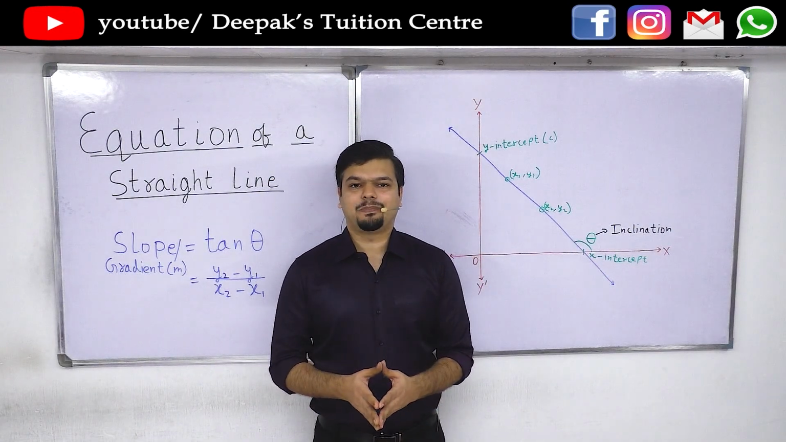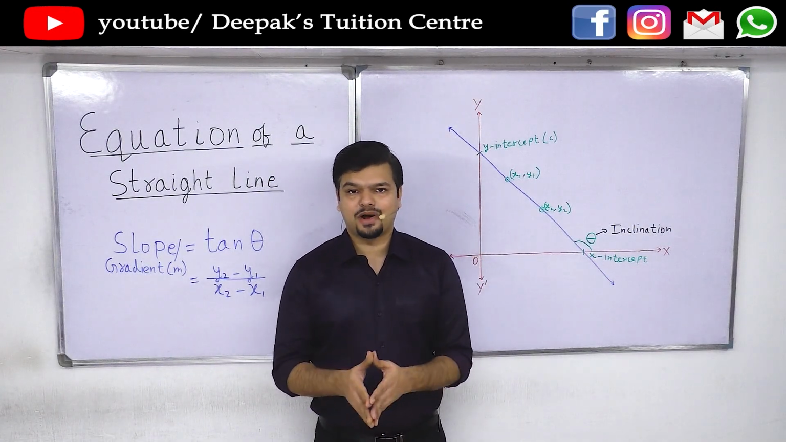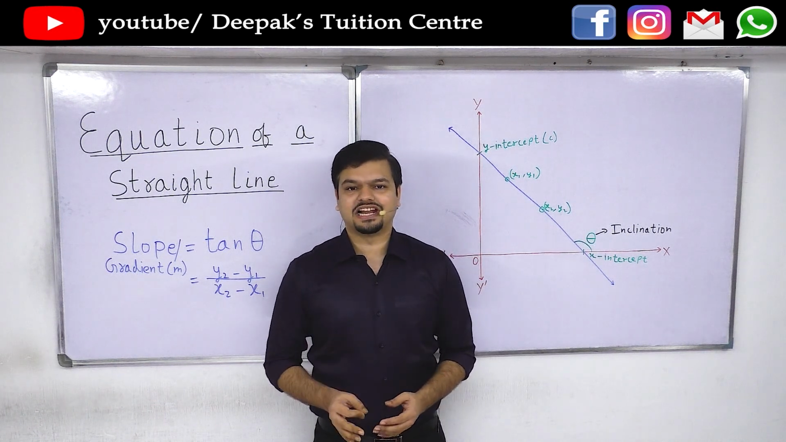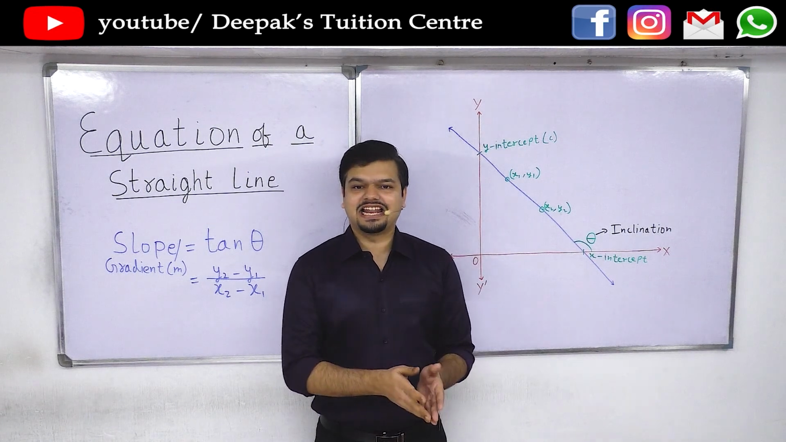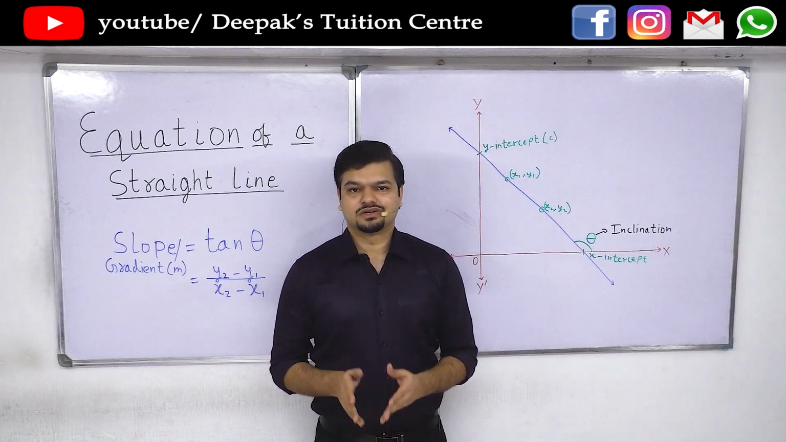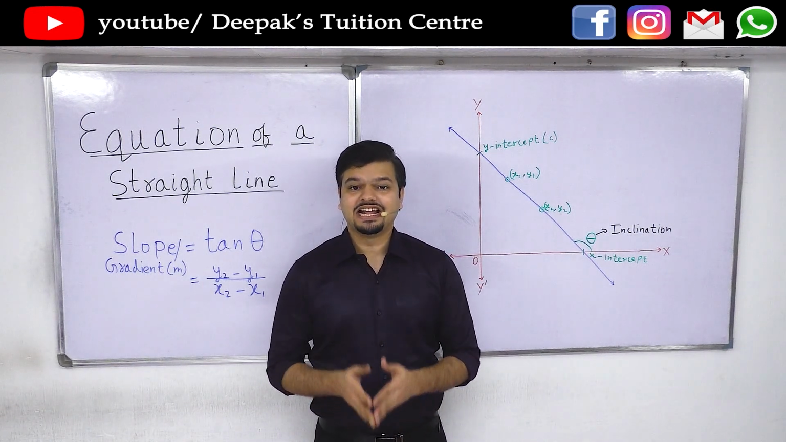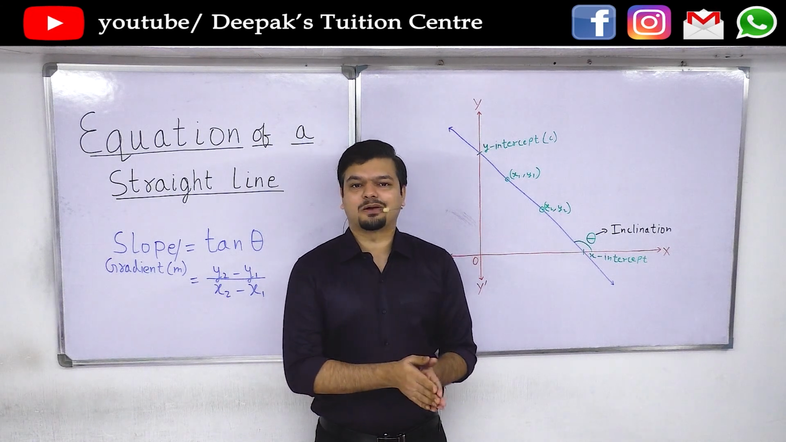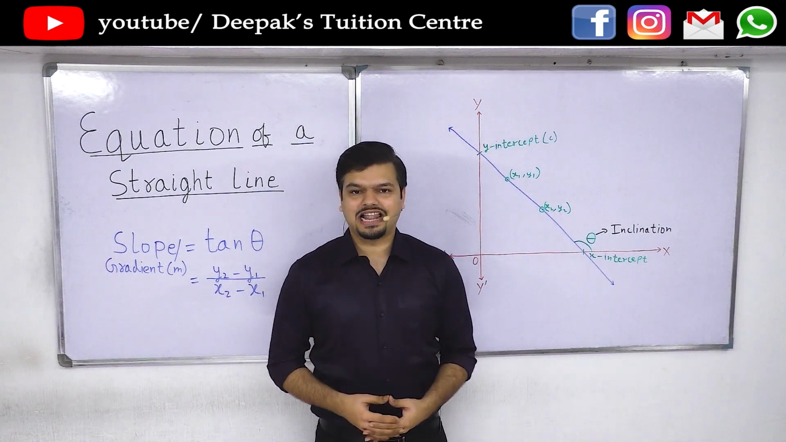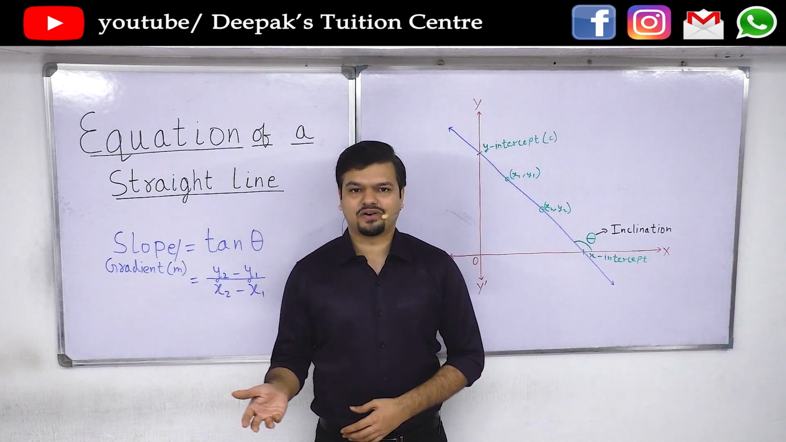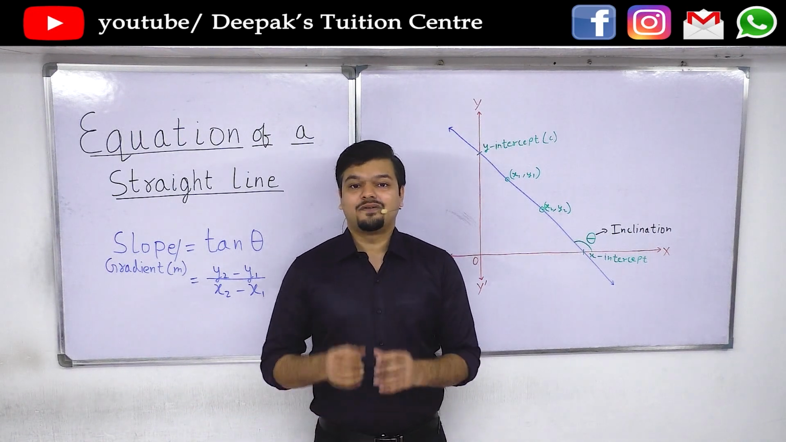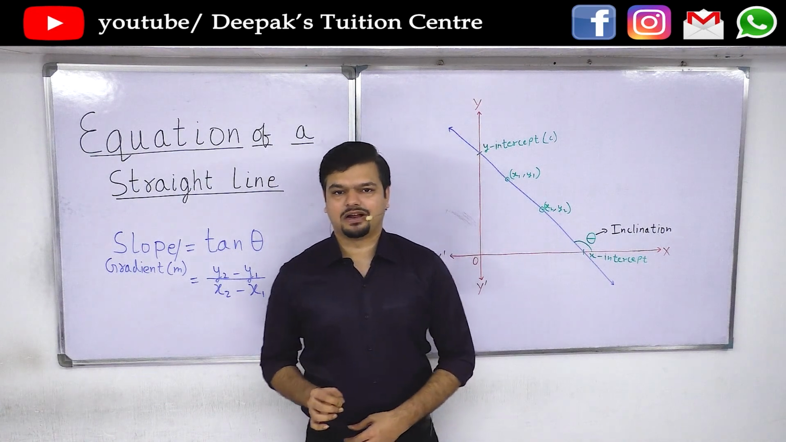In a Cartesian plane, if you want to find a point, you need to know its coordinates. Similarly, if you want to find a line, you need to know its equation. So this chapter, equation of a straight line, deals with how we can calculate the equation of a line. So we have to form the equation of a line, and there are certain formulas given for it. But before going into it, we need to understand some basic terminologies.